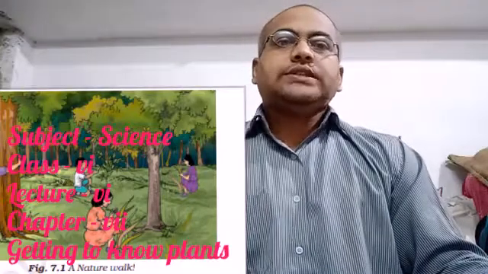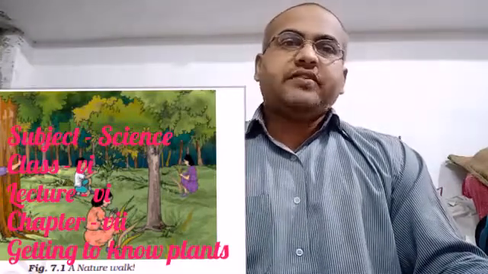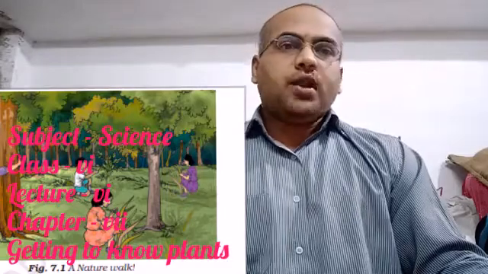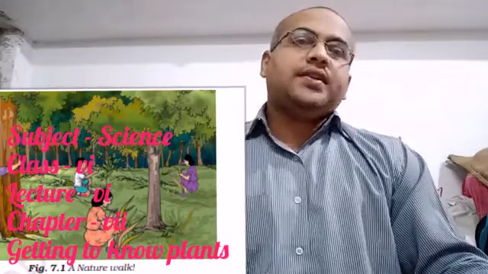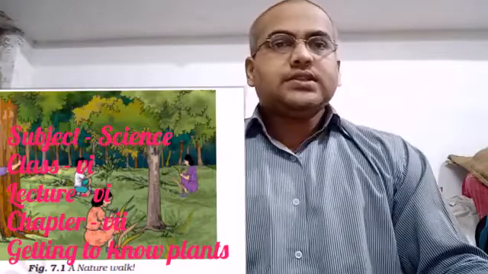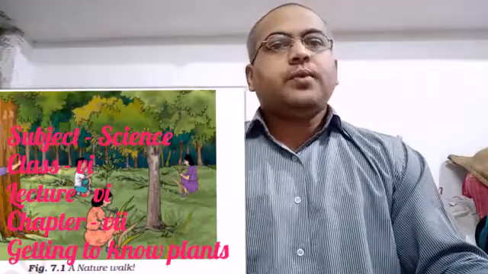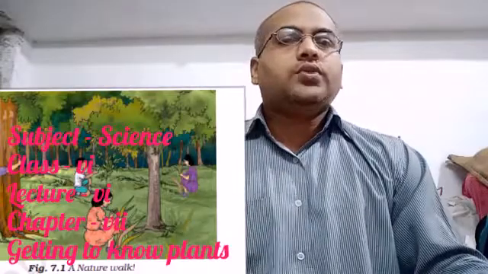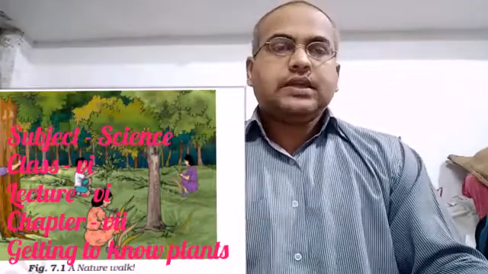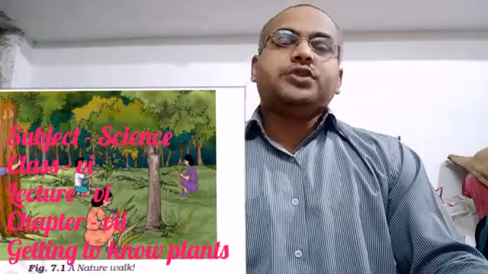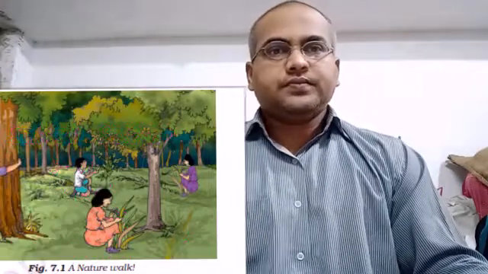Today in this video lecture, we will discuss chapter 7, that is, getting to know plants. In the previous lectures, we discussed different types of plants around us or in our surroundings, and we categorized them as herbs, shrubs and trees.